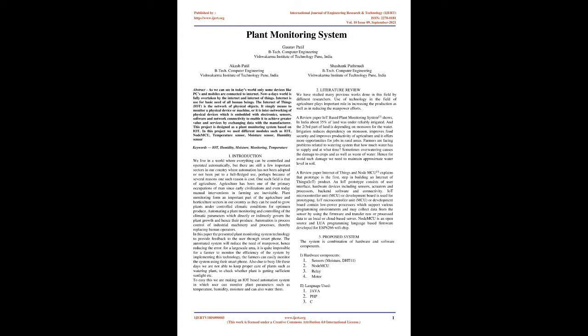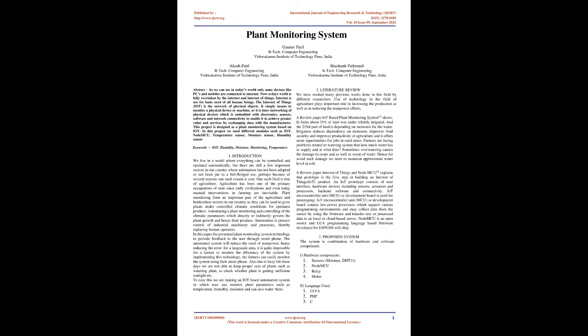Introduction. We live in a world where everything can be controlled and operated automatically, but there are still a few important sectors in our country where automation has not been adopted or not been put to full-fledged use, perhaps because of several reasons. One such reason is cost. One such field is that of agriculture.